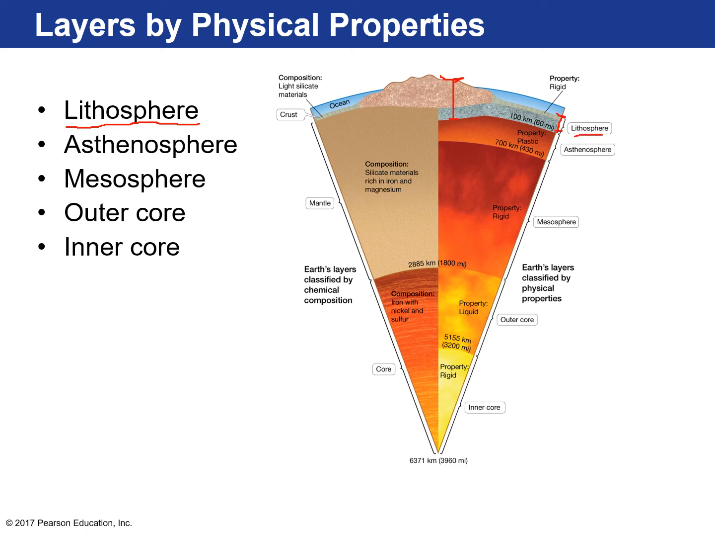All right, below that is the asthenosphere, and that's exclusively in the mantle. Now the reason why it gets its own distinguishing layer is because it behaves differently. The asthenosphere is hot.